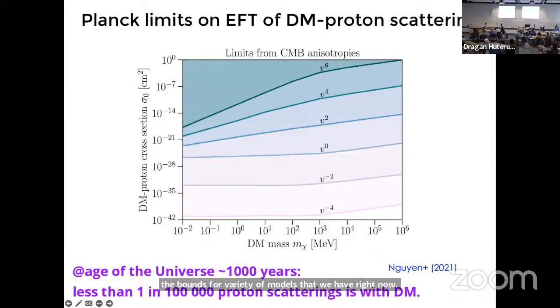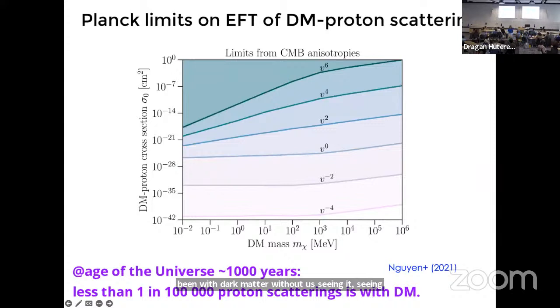So we actually do detailed analysis and we derive these bounds. Okay, so a variety of bounds, what do these bounds mean? If I translate them into simple language, what they mean is that from the CMB alone, we know that when the universe is about 1,000 years old, less than 1 in 100,000 of the scatterings that every proton experienced, okay, but things were interacting a lot at that time, so less than 1 in 100,000 interactions could have been with dark matter without us seeing evidence of it in the CMB.